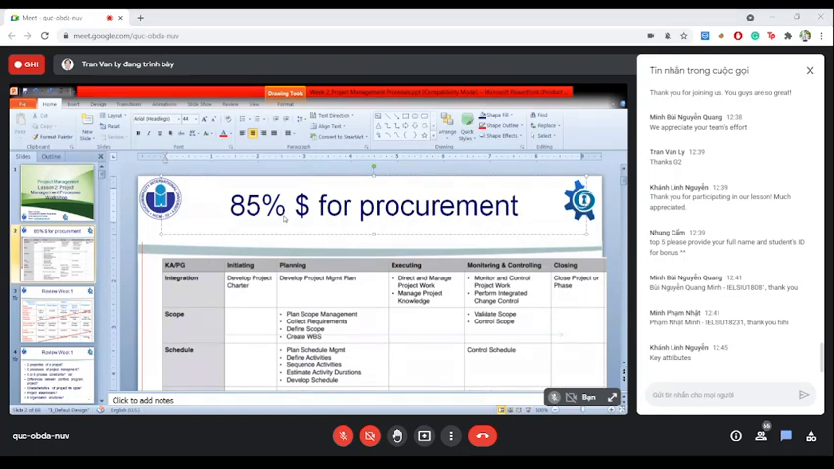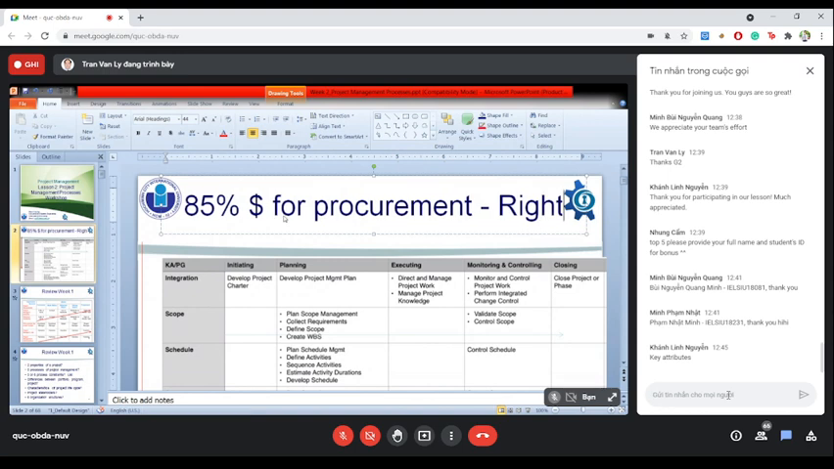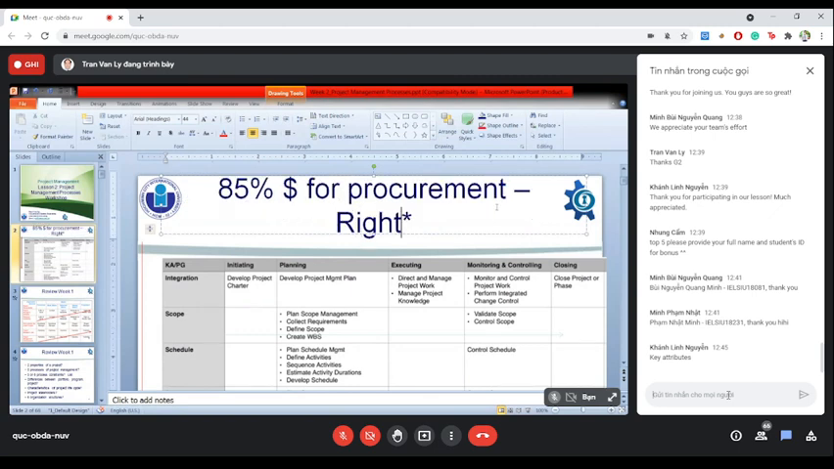The first, the second, we buy a lot, and if we don't buy the right thing, you are correct. Right amount, right item, right time, right price. At least four rights. So it's so important.